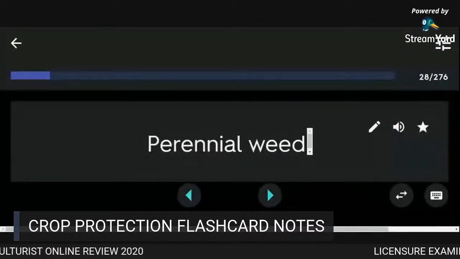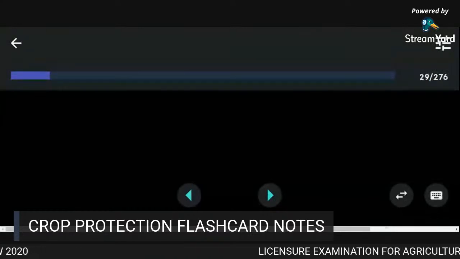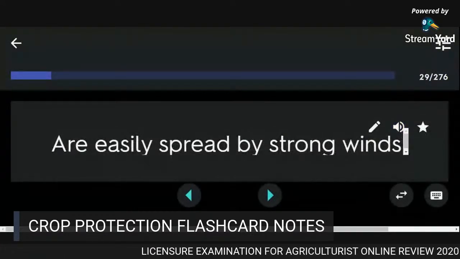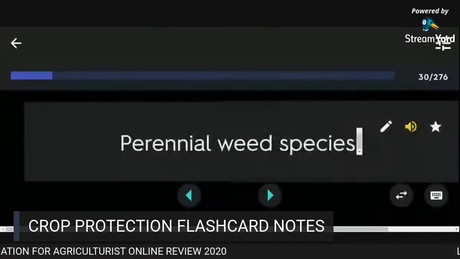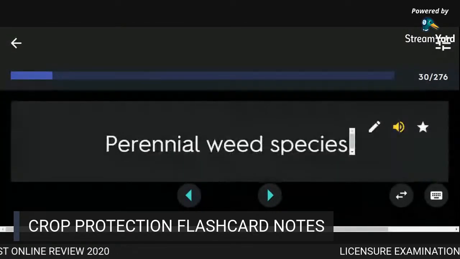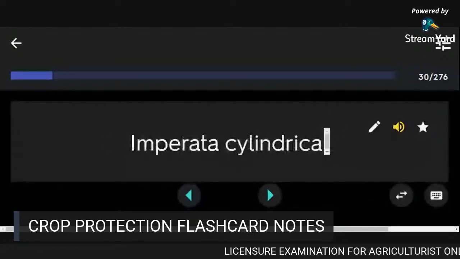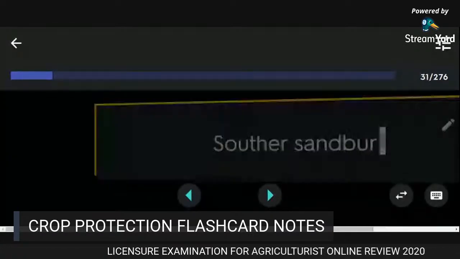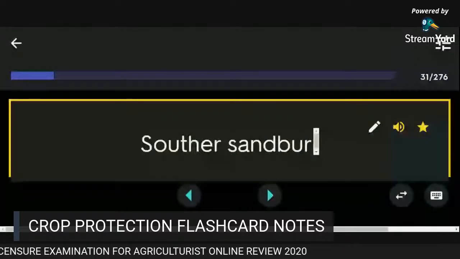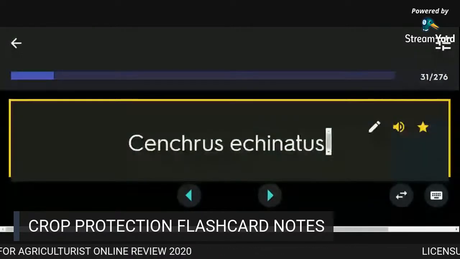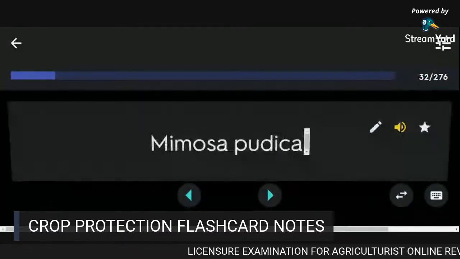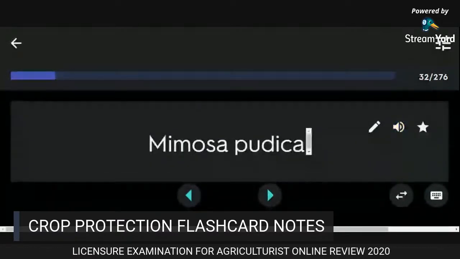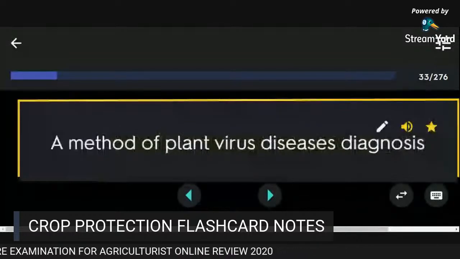Perennial weed: easily spread by strong winds. Echinochloa glabrescens. Perennial weed species: Imperata cylindrica. Southern sandbur: Cenchrus echinatus. Chemiplant: Mimosa pudica.